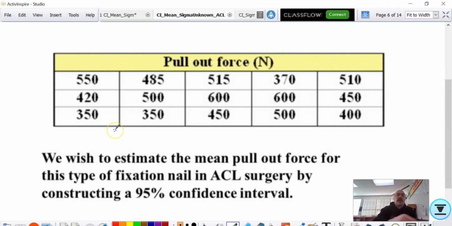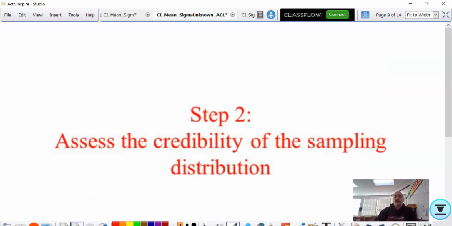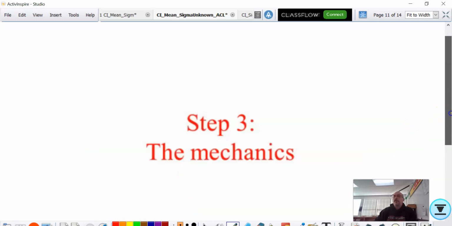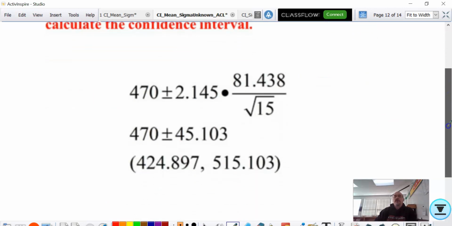So we put this again in list number 1. Then we did the stat calculate, one variable statistics, and we found X bar and we found S. So we have to use our calculator to find that, and then we can go and plug in those numbers. One more, and there are the numbers.